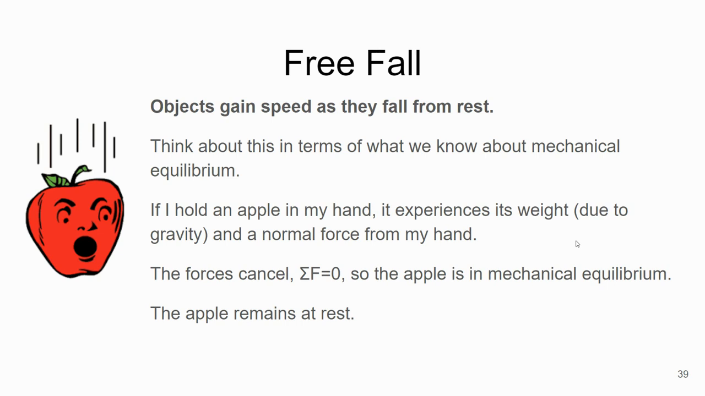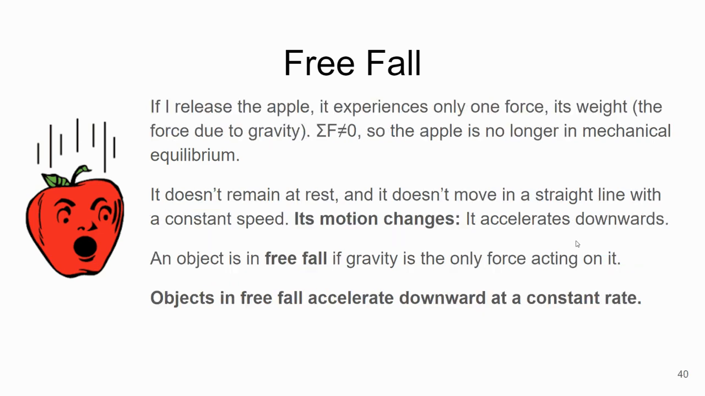So the apple was at rest. There was no net force on it. So it just remains at rest. Now, if I suddenly release the apple, if I quickly remove my hand, the apple no longer feels the normal force. It only feels its weight, the force due to gravity, which means the sum of the forces is no longer 0. So it's no longer in mechanical equilibrium, and its motion has to change. It's experiencing a force down, so it's going to start moving down. It's going to accelerate downwards.